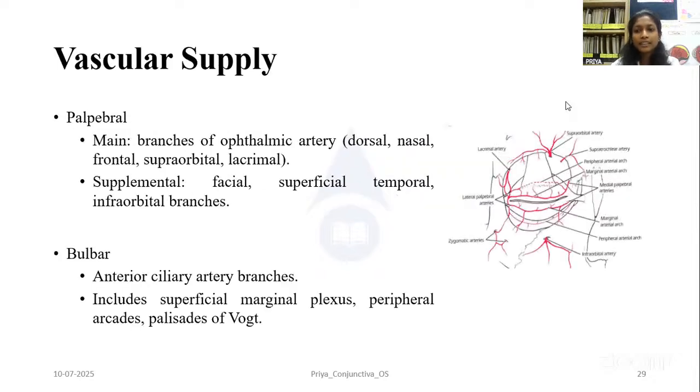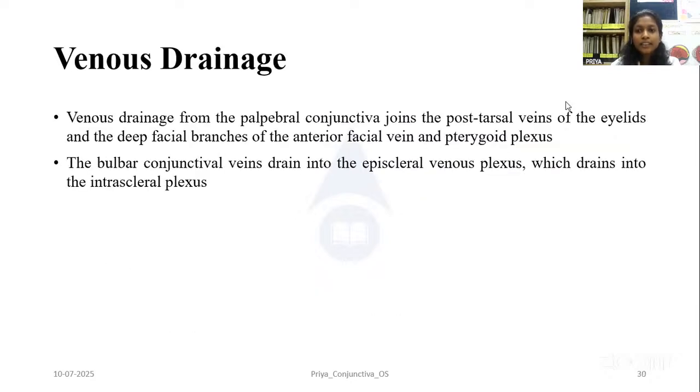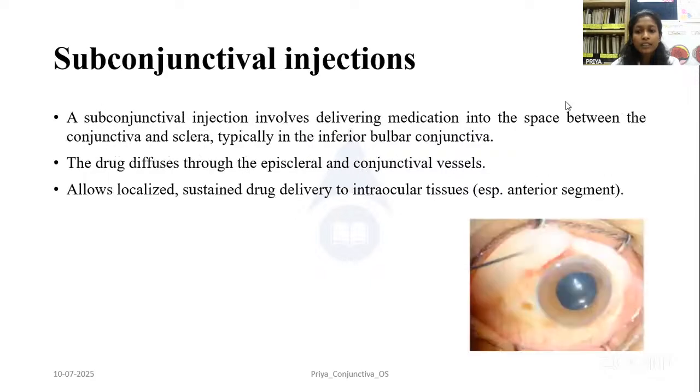Vascular supply. The conjunctiva is richly vascularized. The palpebral portion is supplied by branches of the ophthalmic and facial arteries, and the bulbar part by anterior ciliary arteries. Venous drainage. Venous blood drains via the ophthalmic venous system. This robust circulation explains why conjunctival inflammation appears so vascular.